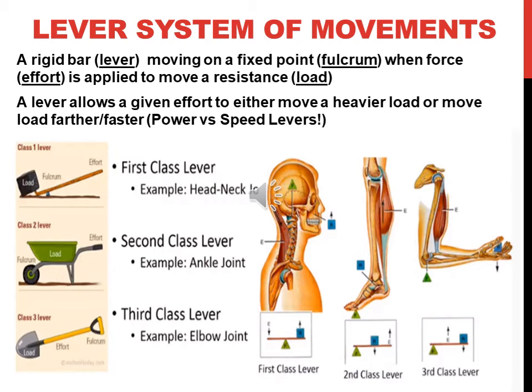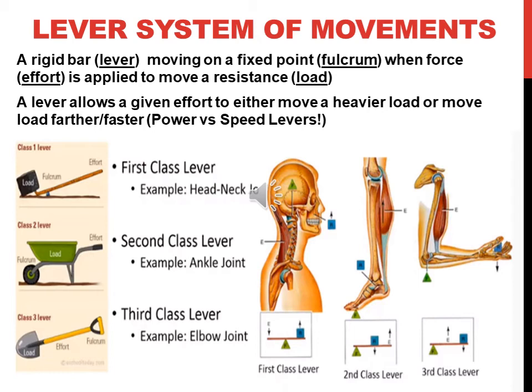So we have our 3 classes of levers here, and I've shown you examples both in your everyday life on the left and in the human body on the right. For your first class lever, you have the effort applied at one end and the load at the other, with the fulcrum somewhere in between. So this is your example of like a seesaw or your scissors, or in the body, lifting your head off your chest, that head neck thing. Second class lever, you have the effort applied at one end and the fulcrum at the other, with the load in between. These are your wheelbarrows.